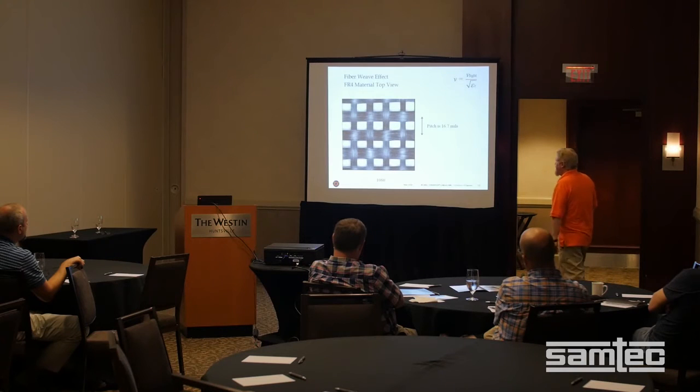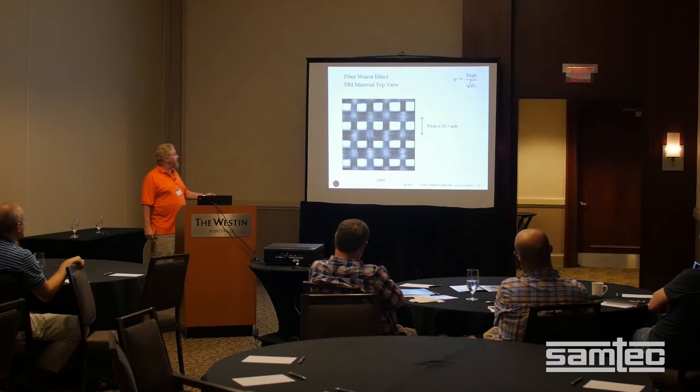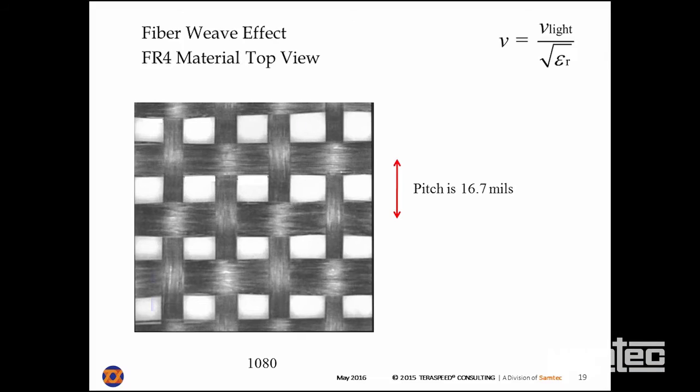This is either a picture of my shirt or my printed circuit board, and they're about the same. Why? Because they're all woven material. And for us, if it's an FR4, we've got the fiberglass weave that we never cared about before.